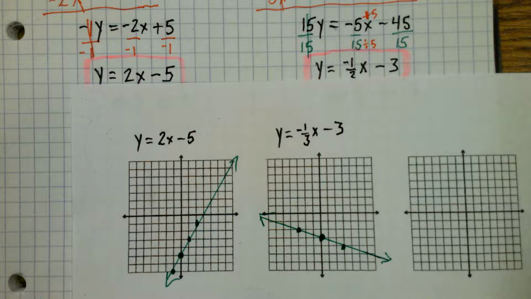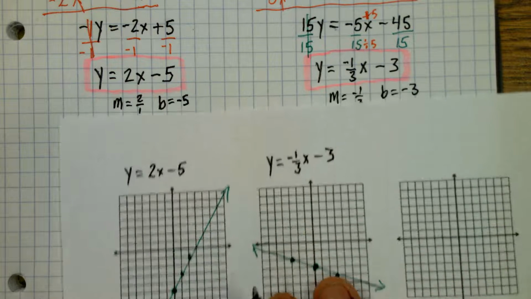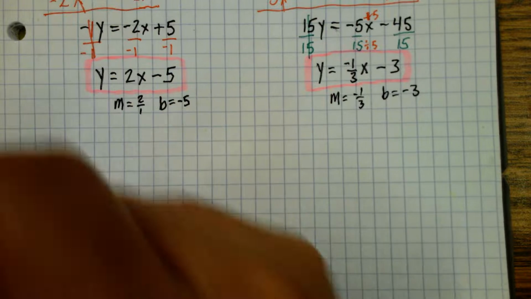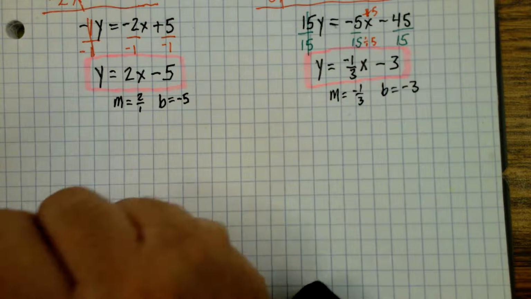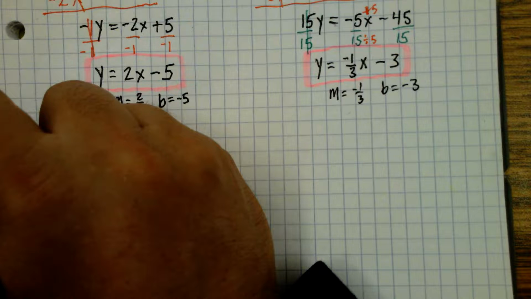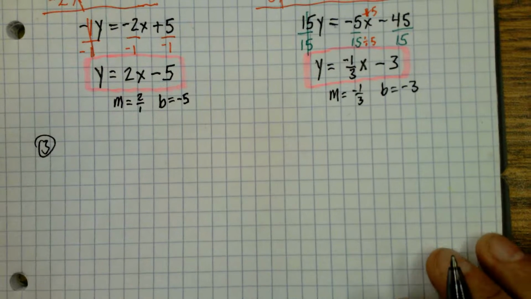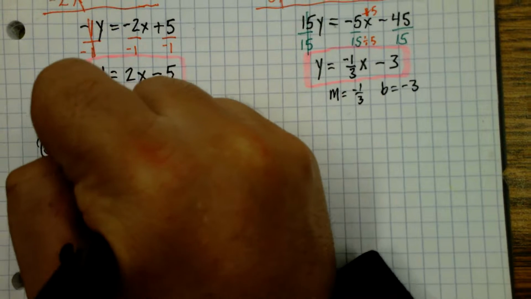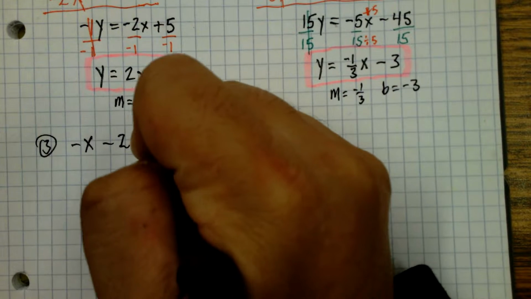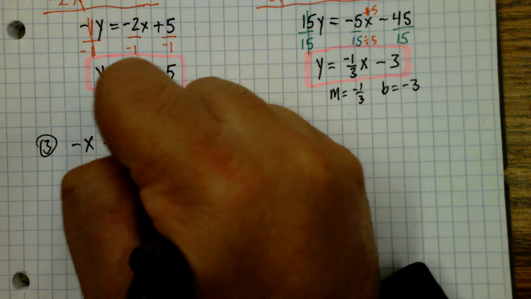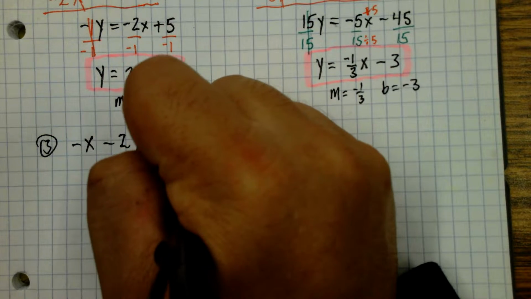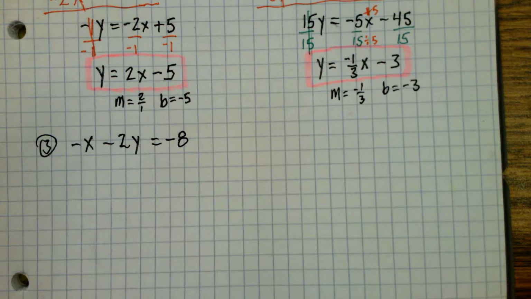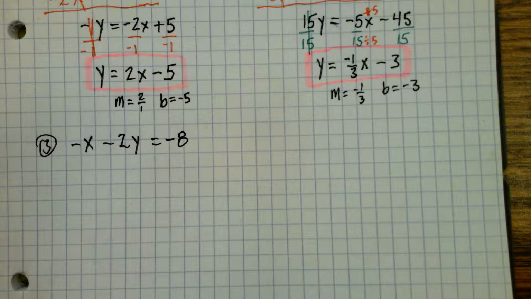Okay, let's do one more. Number 3. Okay, so this is going to be the last one. Negative x minus 2y equals negative 8. Okay. So let's go ahead and see what that gives us.